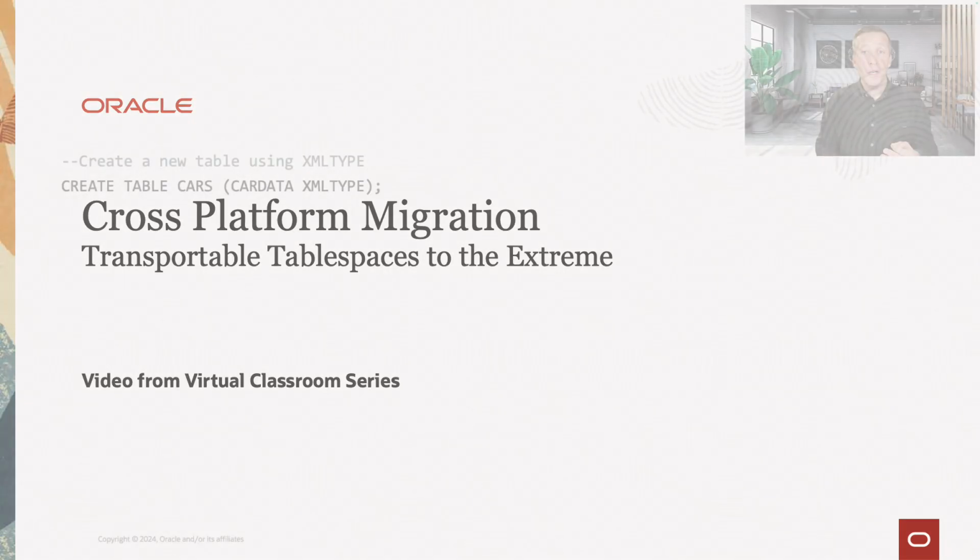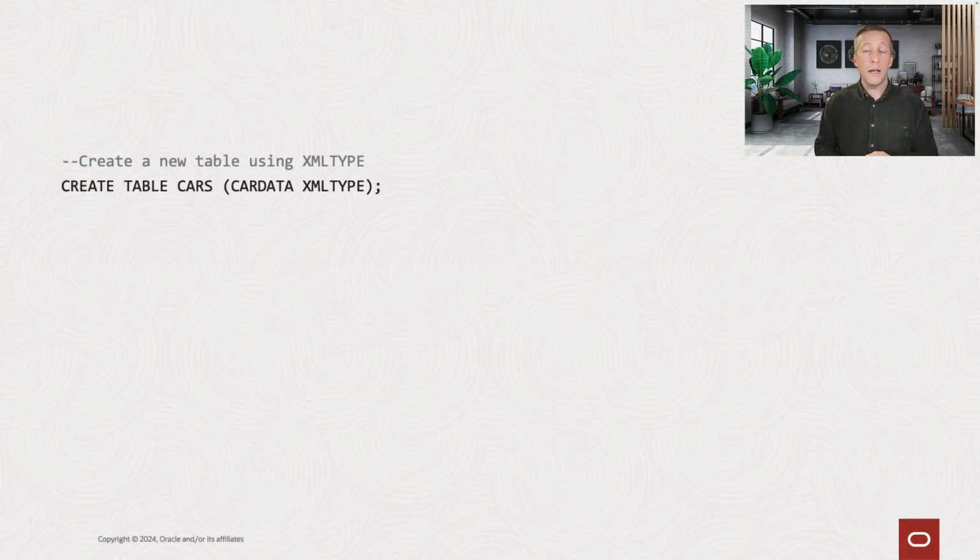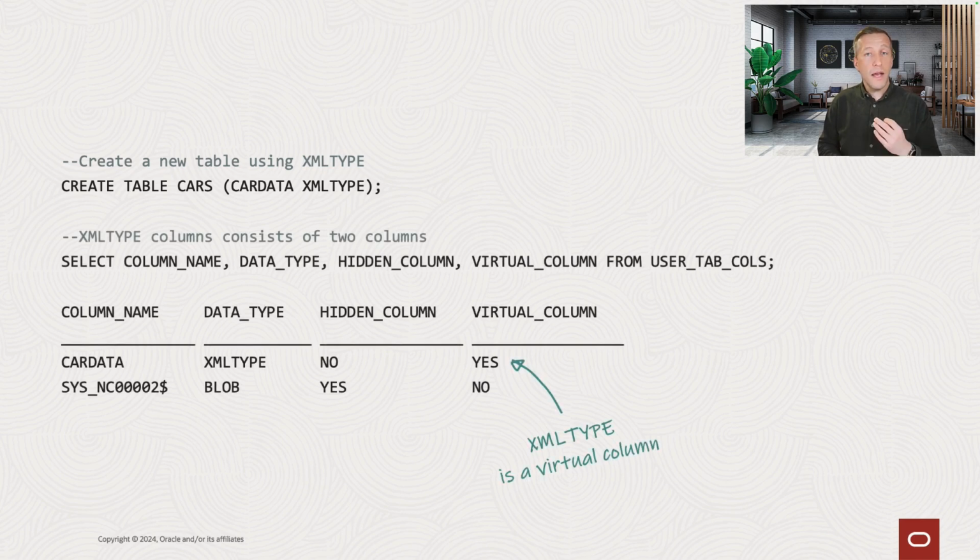And to describe the issue, I'm going to use an example. I create a very simple table called cars. It has one column, car data, which is a binary XML. As soon as I create this very simple table, I can see in the dictionary that we have the car data column, the XML type, but it is in fact a virtual column.